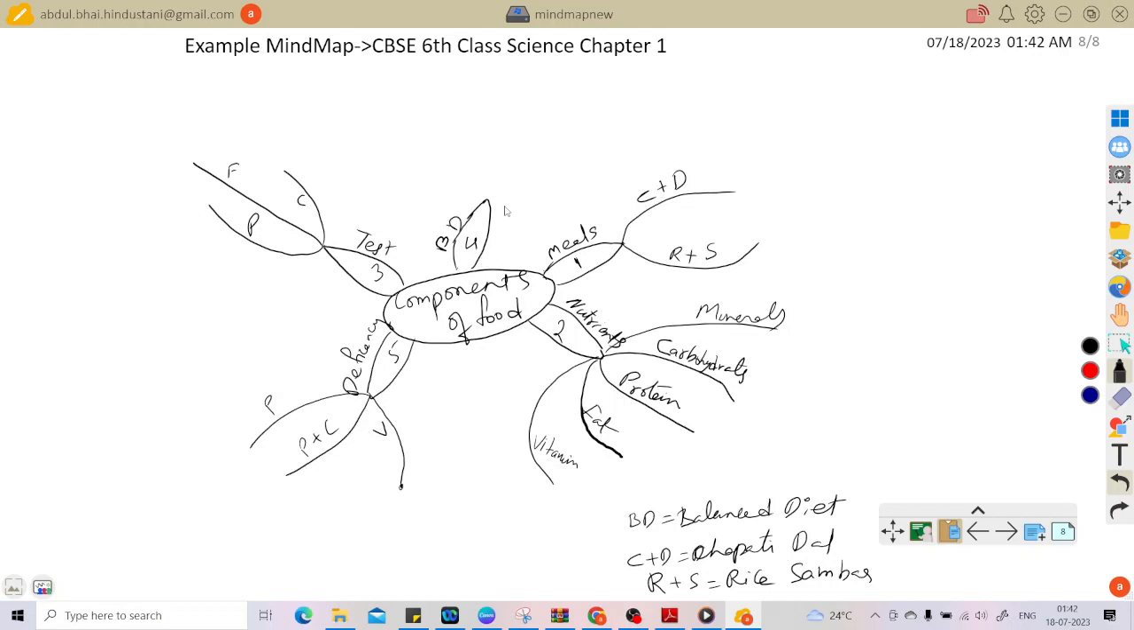And further, we have the balanced diet. In the balanced diet we have studied what a balanced diet is: when we are taking everything in sufficient quantity, we call it a balanced diet. And in the balanced diet we discussed when the nutrients will be lost from the food, right?